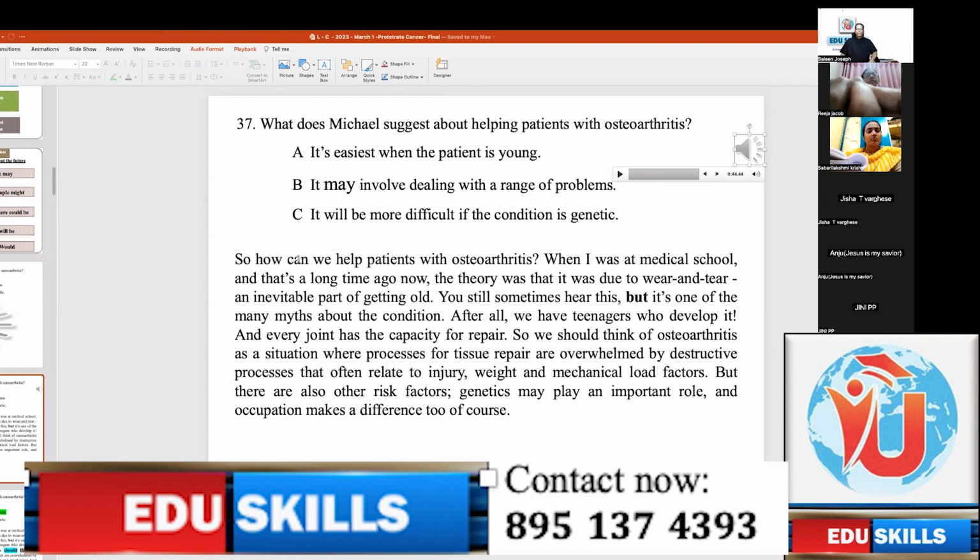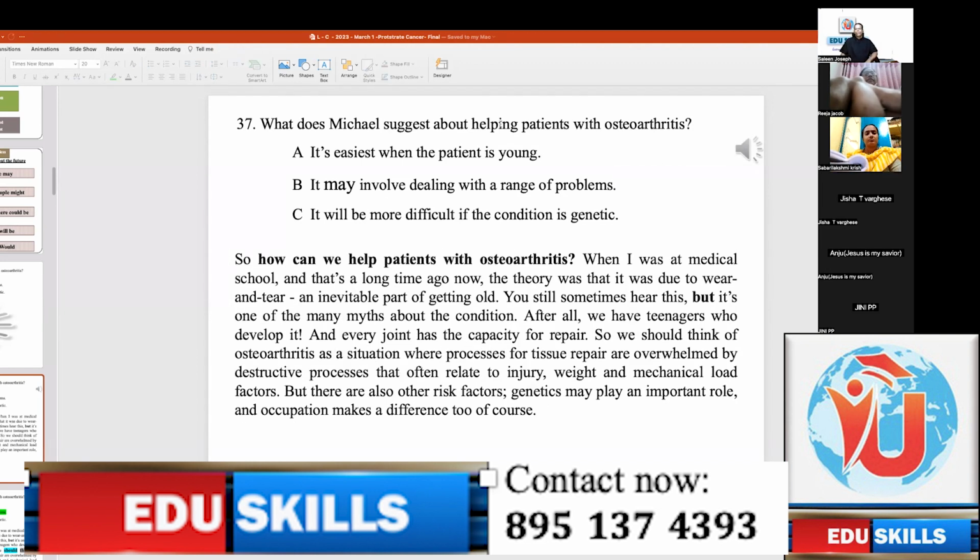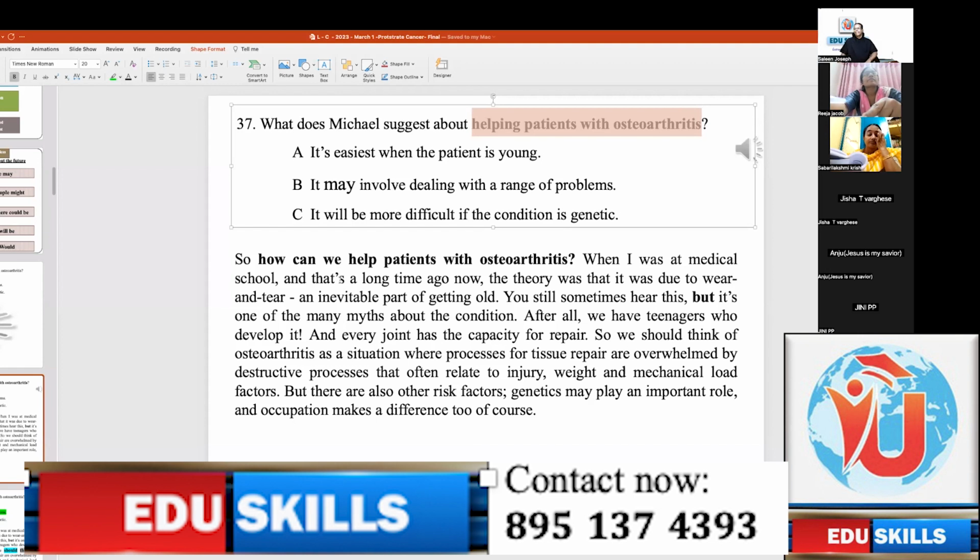Now you see the topic sentence in the question format. So how can we help the patients with osteoarthritis? So this one is about helping patients with osteoarthritis. The question statement is in the topic sentence. Such analysis helps you to concentrate on the topic and also to move with the audio. So as you read, you should be familiar with this topic sentence, the topic of the question: helping patients with osteoarthritis.